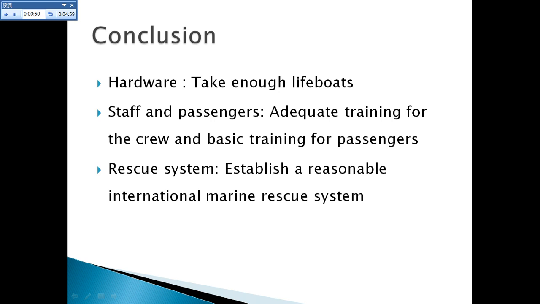In terms of the rescue system, establishing a reasonable international marine rescue system could increase the survival rate.